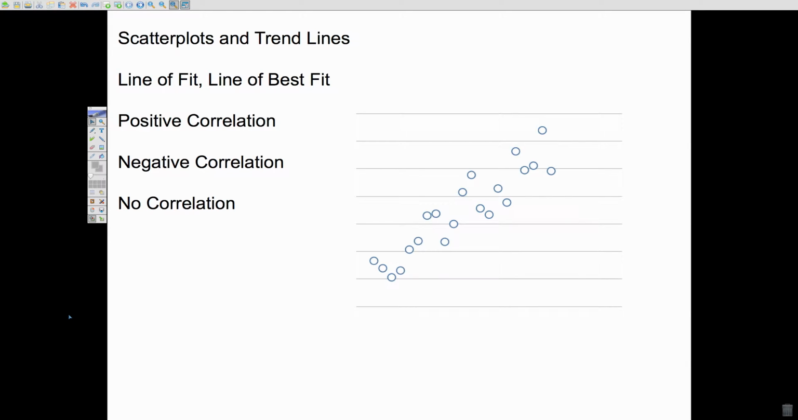In this lesson, we're going to learn about scatterplots and trend lines, and specifically what's called a line of fit or line of best fit, positive correlation, negative correlation, and no correlation.